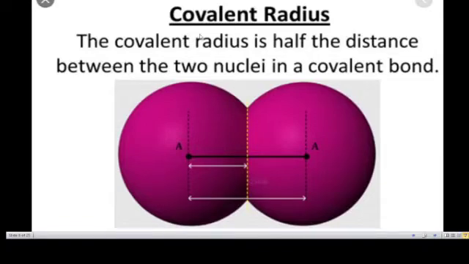This is covalent radius. The covalent radius is half the distance between the two nuclei. This is half of the distance from the first nucleus, and this is half of the distance from the second nucleus in a covalent bond. This is covalent radius.